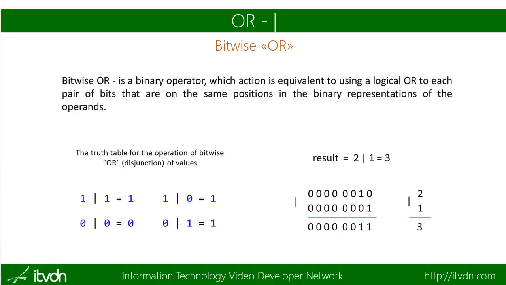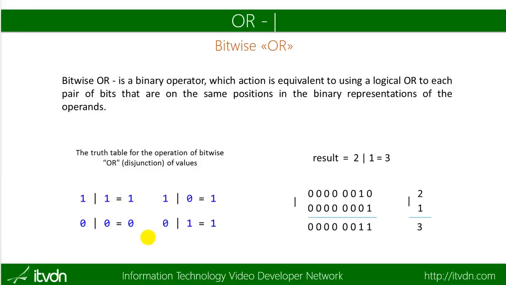Let's move on to the next slide, and we have bitwise OR. Here you see we are using only one vertical bar. Bitwise OR is a binary operator whose action is equivalent to applying a logical OR to each pair of bits that are on the same positions in the binary representation of the operands. Here we have the same scenario, just like in our bitwise and table. Here we have the table of truth for the operation of bitwise or disjunction of values. 1 or 1, we get 1.